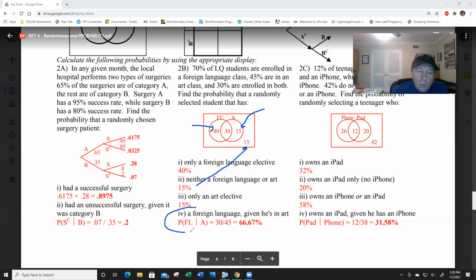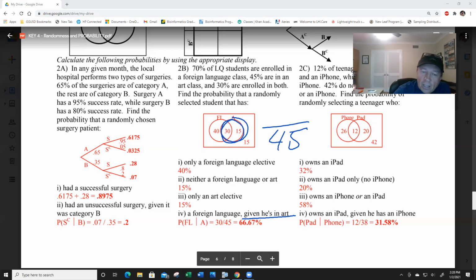Oh, I absolutely love this question. It's not as obvious. A foreign language given he's in art. Let's start with given that he's in art. So we're in this bubble. Given he's in art is 45%. And then of only that bubble, how many are also in a foreign language? 30 of the 45, so it's 2/3 or 67%.